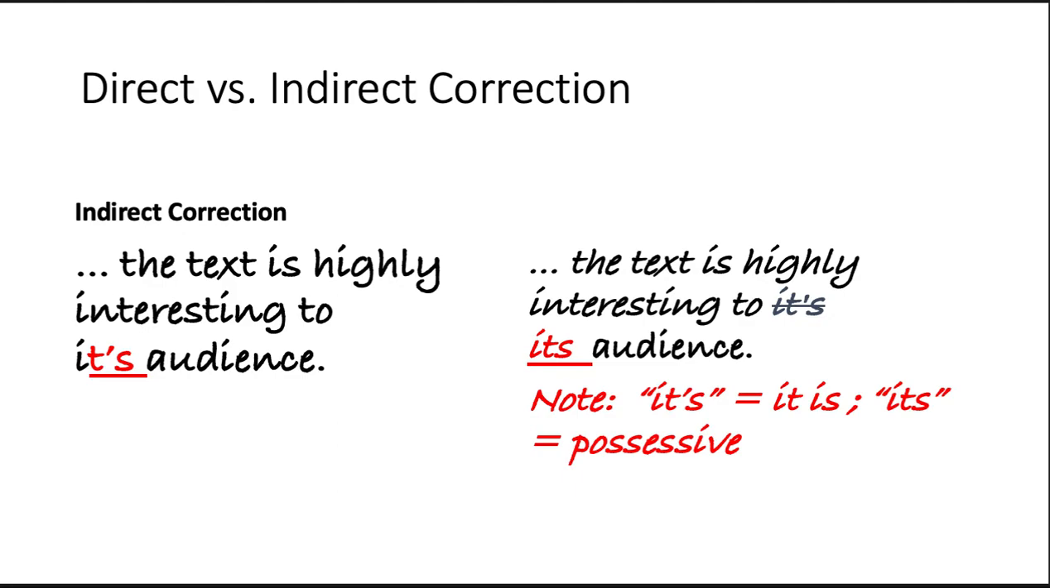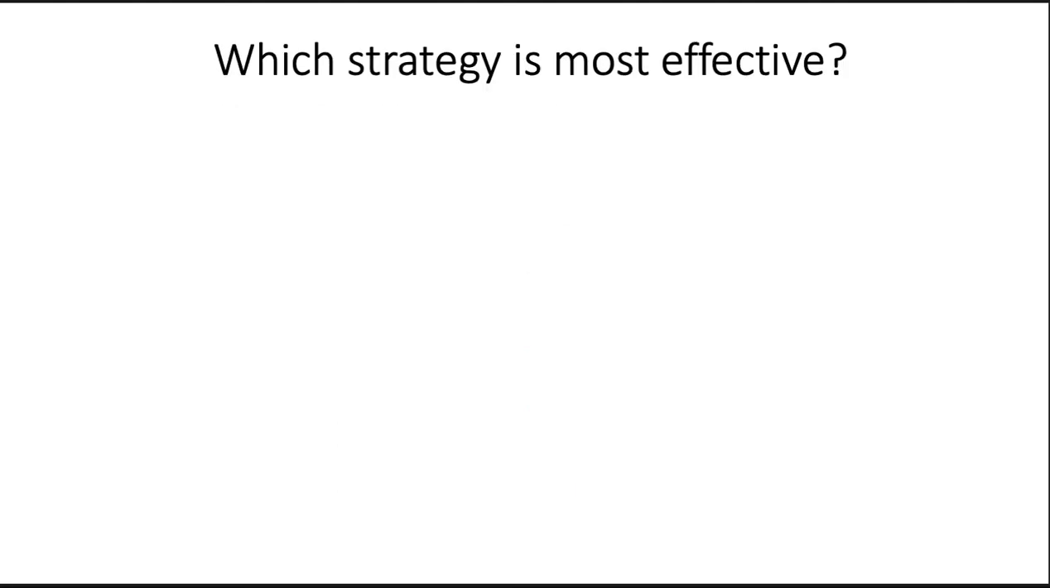Indirect correction simply draws the learner's attention to the mistake, while direct correction not only corrects and gives the right form, it often gives you the reason why. So, which is the most effective strategy to use in a language classroom? Should we correct directly or indirectly? Well, like most things in life, the answer isn't straightforward. There are advantages and disadvantages to each.